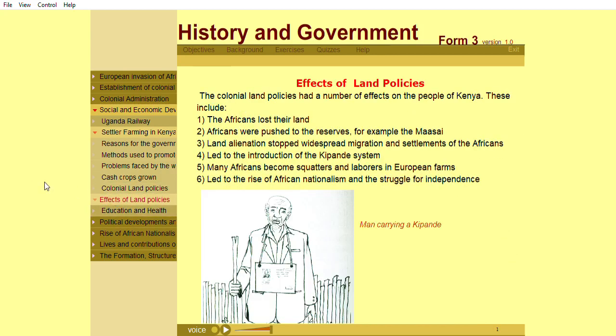The colonial land policies had a number of effects on the people of Kenya. These include the Africans lost their land, Africans were pushed to the reserves, for example the Maasai. Land alienation stopped widespread migration and settlements of the Africans. It led to the introduction of the Kipande system. Many Africans became squatters and laborers in European farms. It also led to the rise of African nationalism and the struggle for independence.